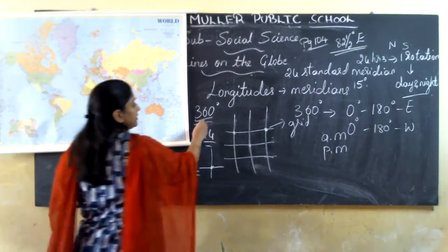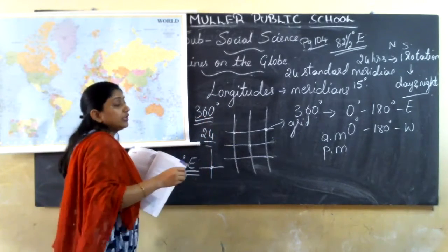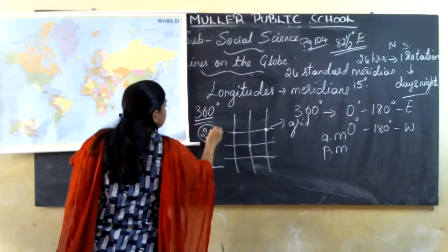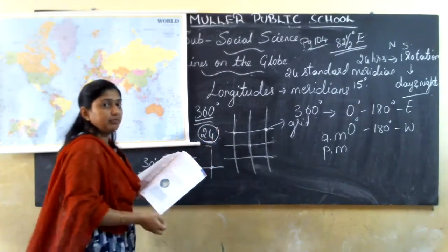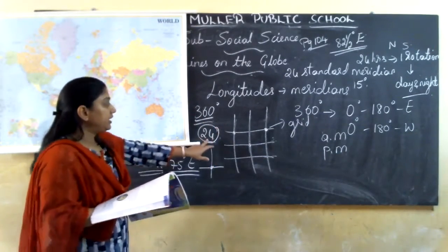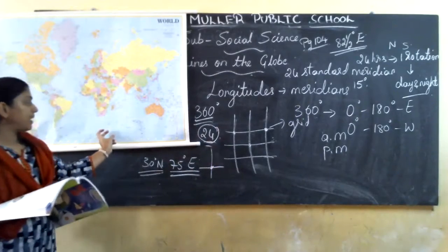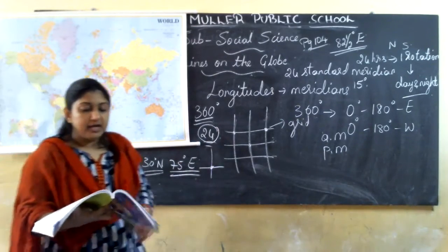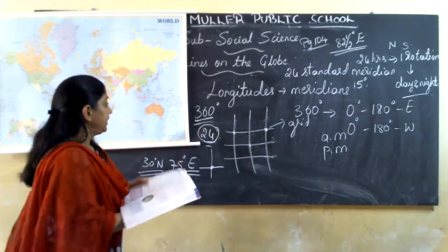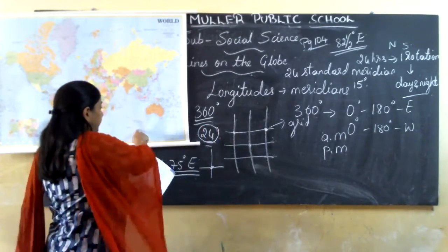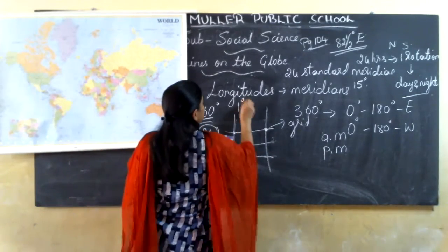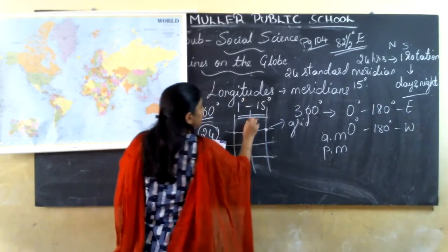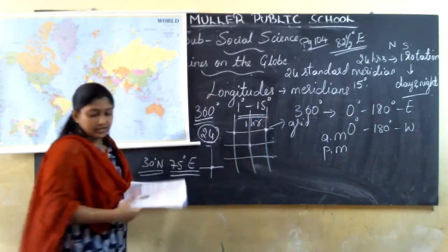So there are 360 degree lines of longitude. In that they have taken 24 standard meridians, where each meridian is 15 degrees apart. Okay, 15 degrees apart, and for each 15 degrees, there is a 1 hour difference.